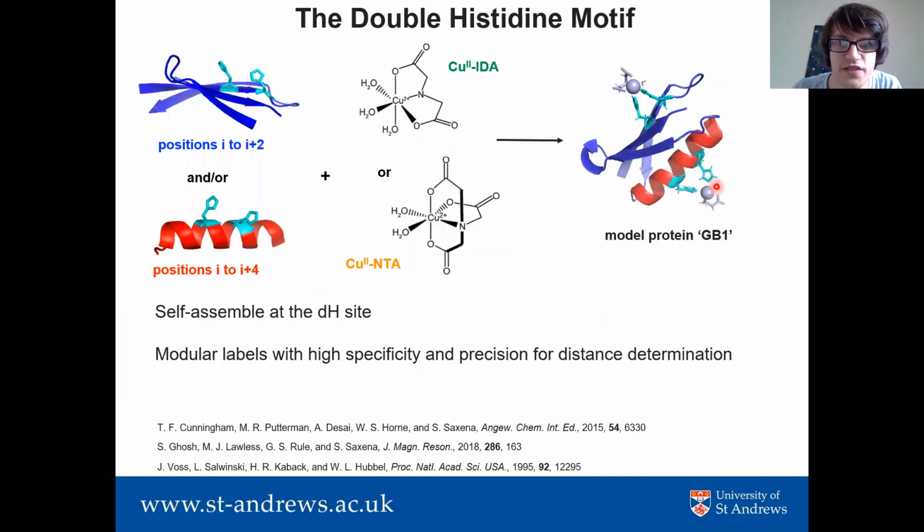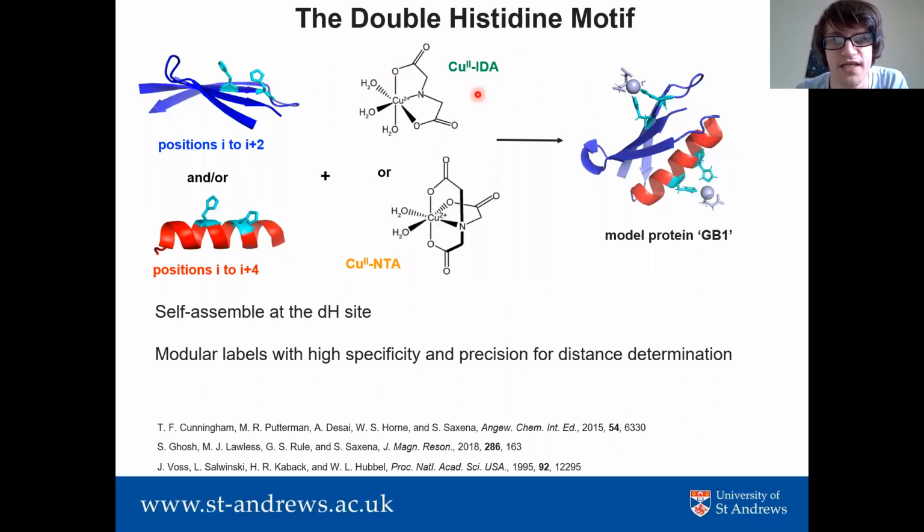So the double histidine motif was used in CW EPR 2 decades ago by Hubble, but it wasn't appropriated for pulse dipolar EPR spin labeling applications until reasonably recently by the Saxena lab. And the motifs typically come in 2 configurations. So you can have your histidine residues arrayed at positions I to I+2 along a singular beta strand of a beta sheet secondary structure, or at positions I to I+4 along an alpha helical secondary structure.